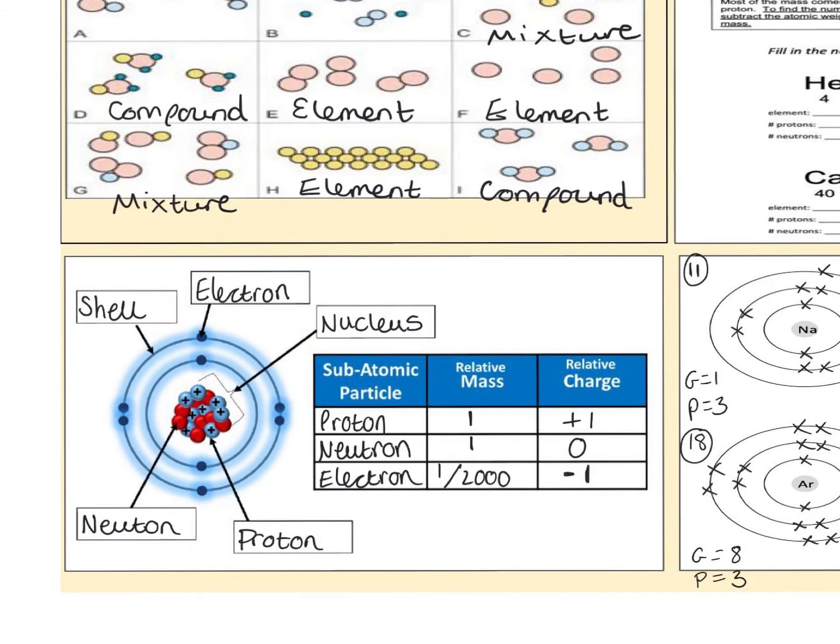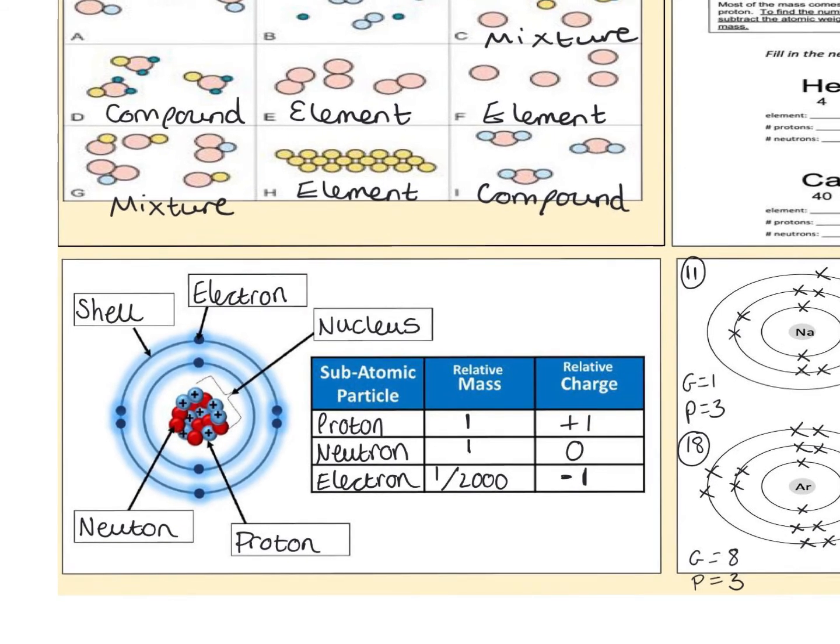Okay. Then, these are electrons, and they orbit in the shells. This is the shells, so the lines are the shells. Your nucleus is the bit in the middle, and it contains your neutrons and your protons. Okay, I just realised I made a spelling mistake there. So, protons then, I've got a relative mass of 1, and their charge is +1. Neutrons then, relative mass of 1, charge is 0. Electrons, 1/2000, and their charge is negative.